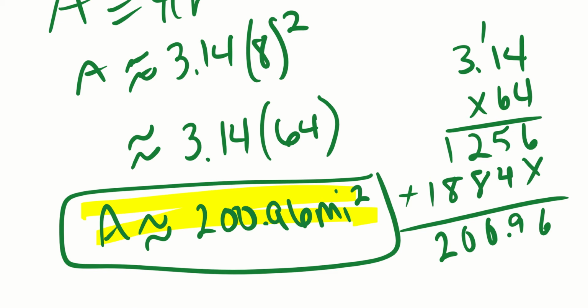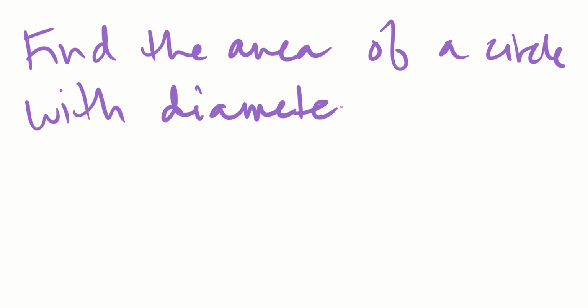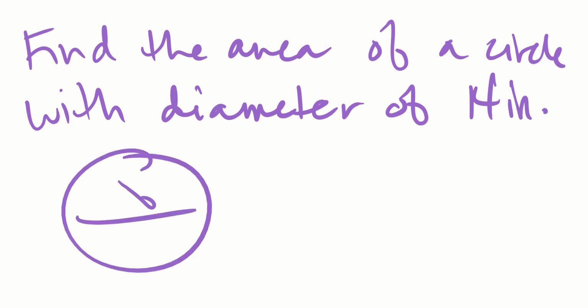Let's look at a second example. We'll say find the area of a circle with diameter of 14 inches. So that's the whole way across.